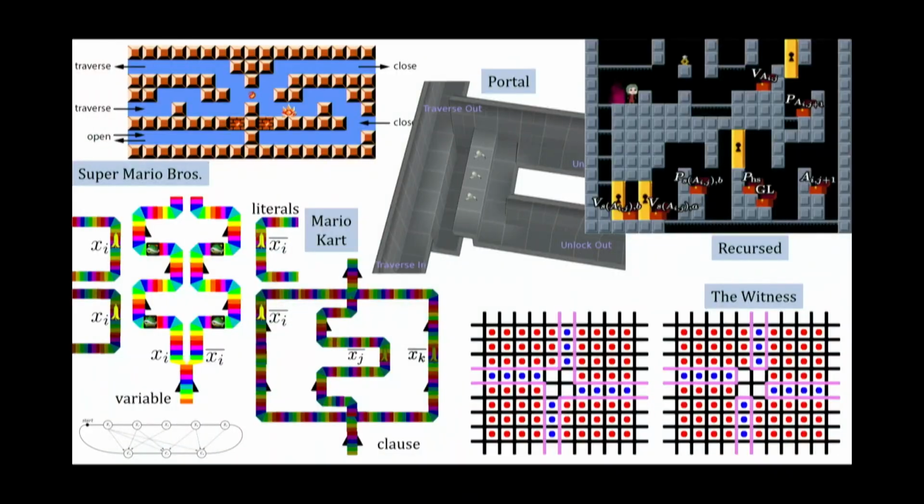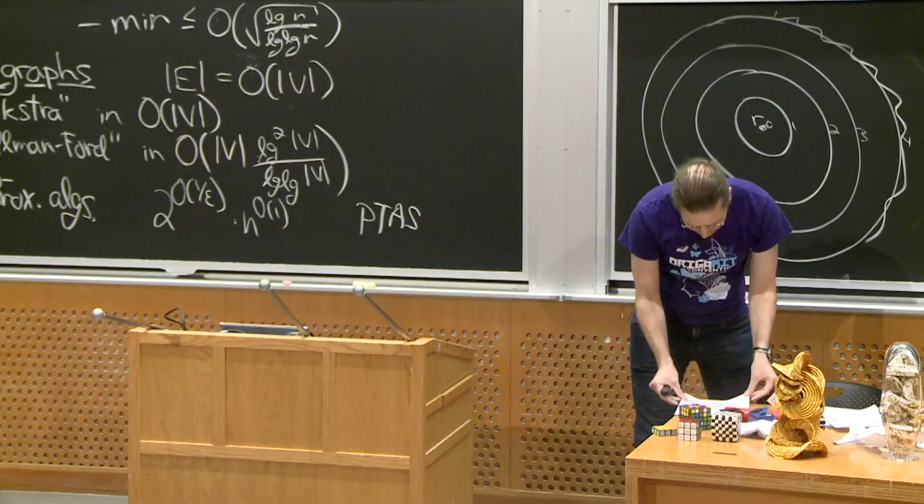But you can also prove Super Mario Brothers is hard, or Portal is hard, or Mario Kart is hard, or The Witness, a modern video game, is hard. Or one of our latest results is that Recursed, that game in the top right, is undecidable. There's no algorithm to play that game perfectly. And you can even download the level and play it if you dare. We have a lot of fun in that world of hardness of different games and puzzles.